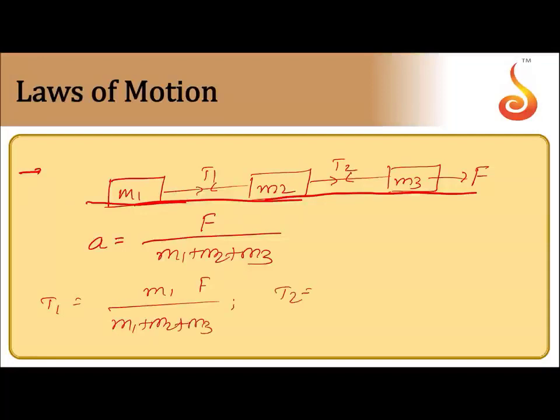T2 is equal to, this is going to be (m1 plus m2) into F divided by m1 plus m2 plus m3. Correct? All right.